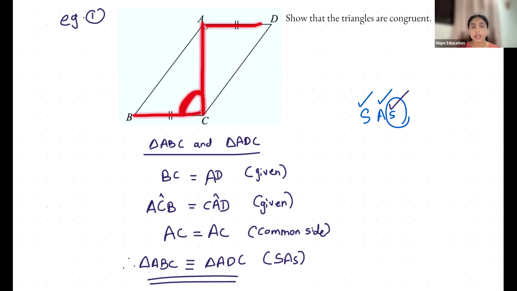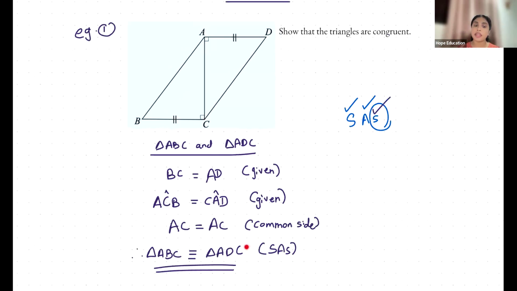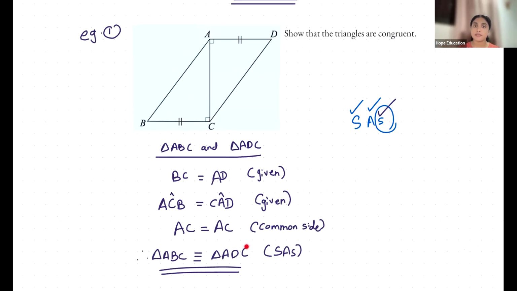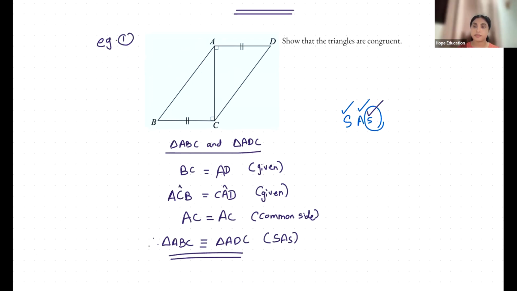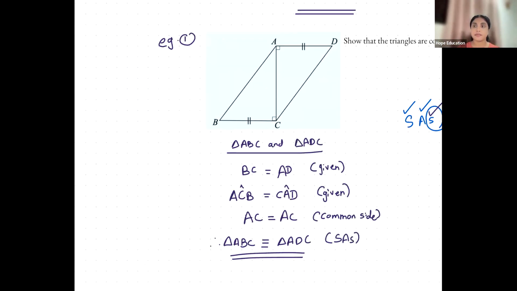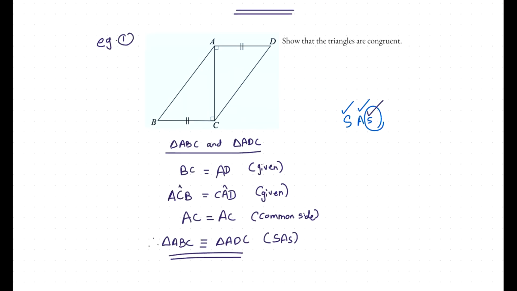So here ACB is the included angle. Here also CAD is the included angle. So no problem. But always check that. Always check if that is the included angle. Is this clear to all of you? Give me a thumbs up if it is. All right. Yes, yes. Okay.